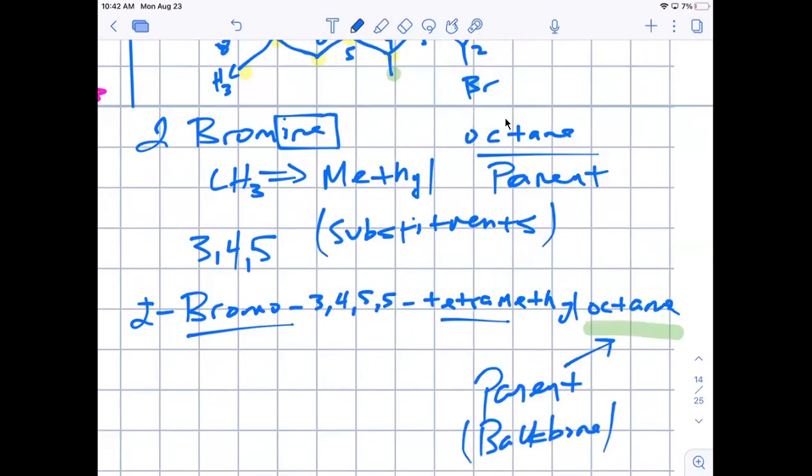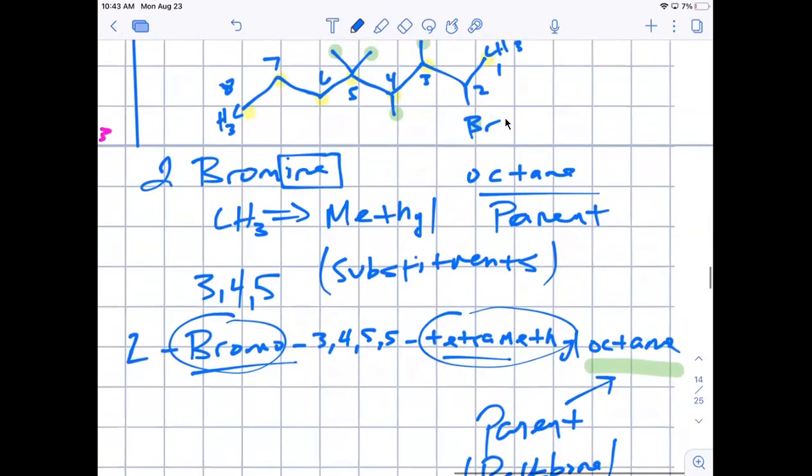And then the groups that are attached to the parent, right? Those are my substituents. And then each substituent has an address. I like to think about this as the parent being the street name, the number being the address, and then the name of the substituent being who lives at that address, right? So street name, address, and then resident. So the bromine lives at carbon 2.